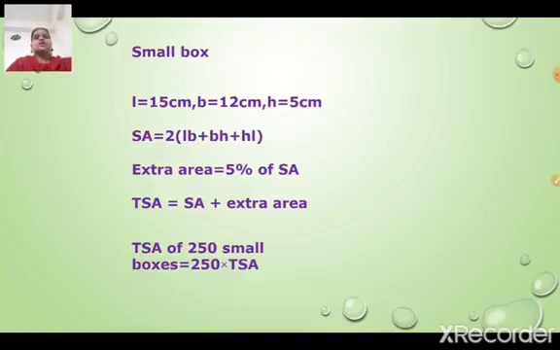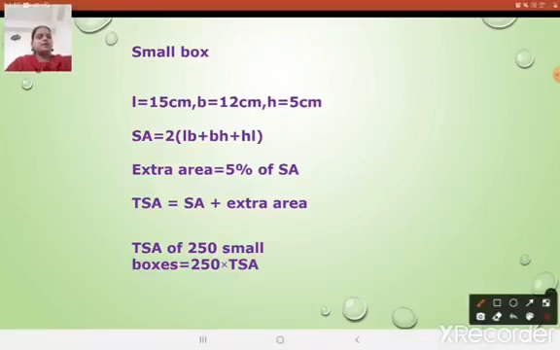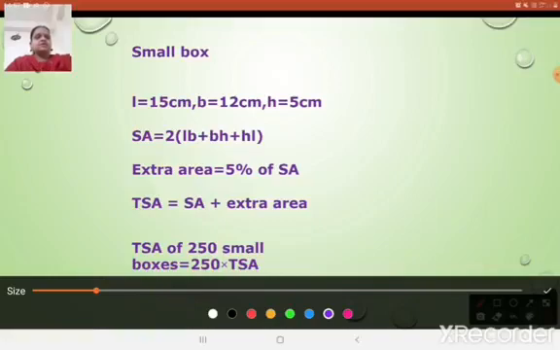Then extra area. What is this extra area? Extra area for overlapping, that is 5% of SA. That means what you will do over here? In this case you will add 5%. So 5 upon 100 of, means multiplication, and that SA value which you get over here, and find the extra area.